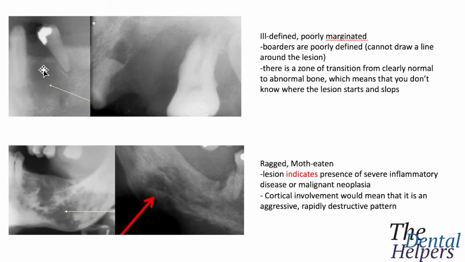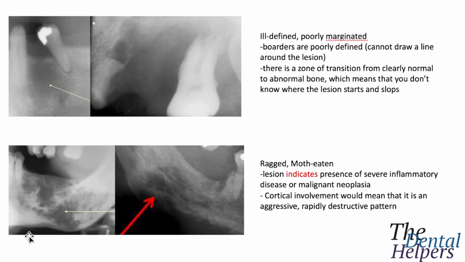So now if we look at these images and think back to our well-defined, in the case of this, we know approximately where the lesion is, but there isn't a line that I can easily draw to say that this would be well-defined. Instead, this is going to be ill-defined, poorly marginated. And so there is this kind of zone of transition where we see abnormal to normal. So it's not really an easy or clear, concise lesion, as we saw with a well-defined.